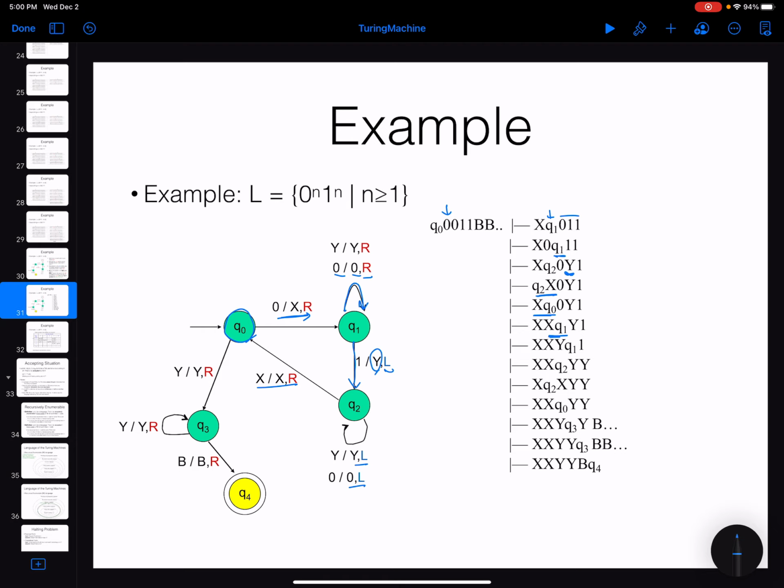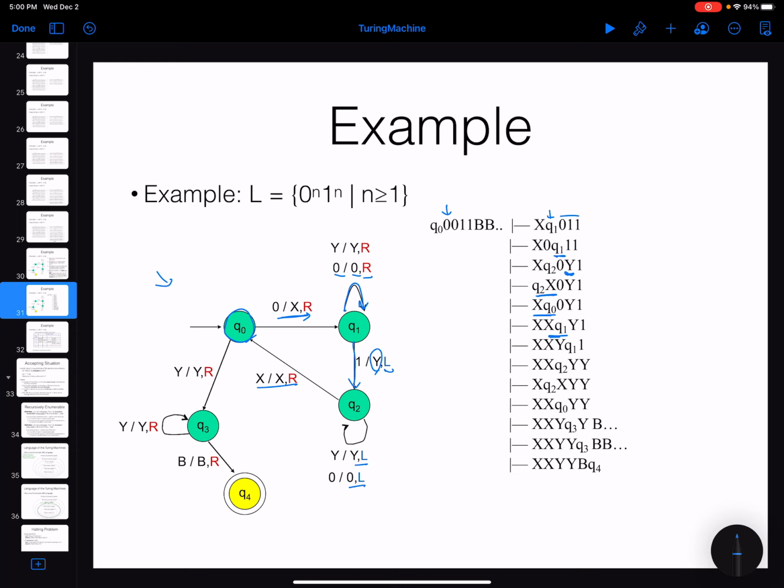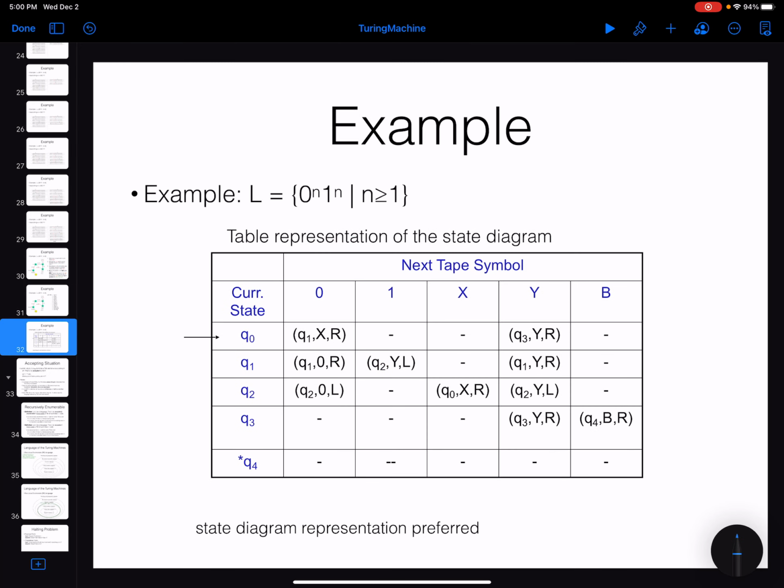This state diagram that we have seen here can be written as a table. But you can see that the table is going to be much bigger and probably much harder to read, so definitely this state diagram is going to be preferred. If you are writing a Turing machine, it's much easier to represent it as a state diagram than as a table.